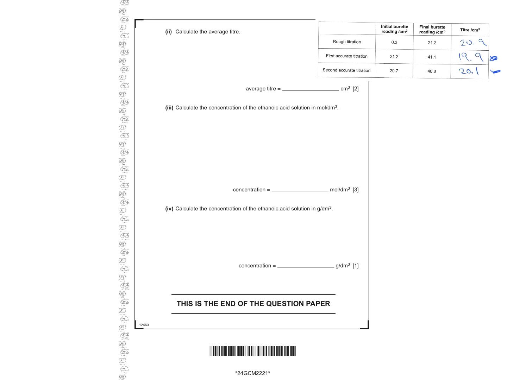Also notice that they're within 1 cubic centimetre of the rough. So these accurate ones should be within 1 cubic centimetre of the rough. But as I said, you never include the rough when you're working out your average titre. Make sure you have it to one decimal place.